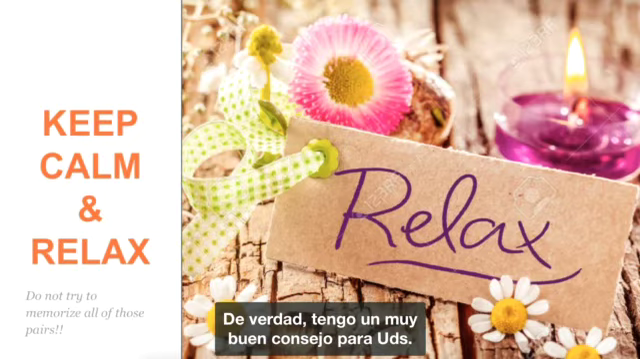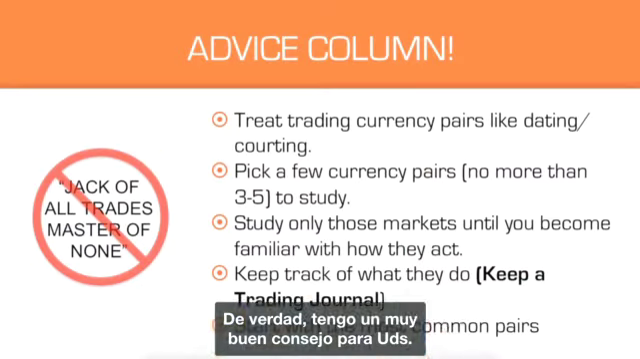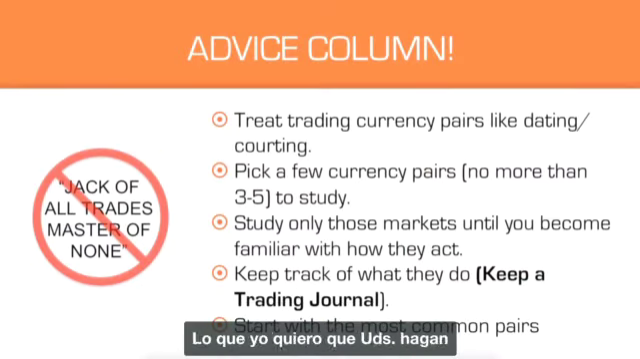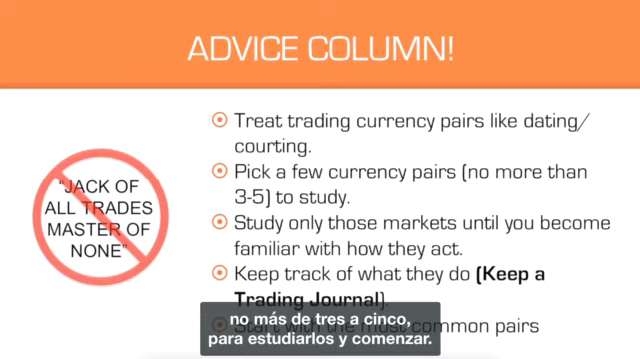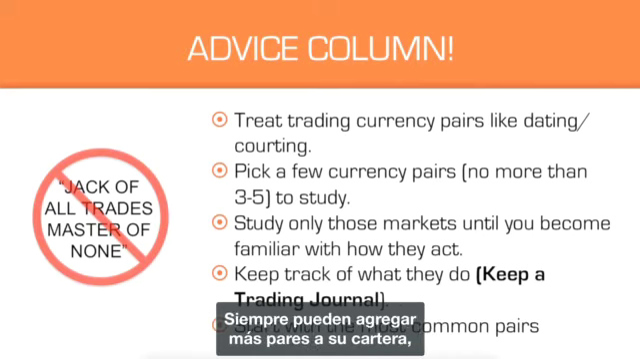Really, I got some advice for you. Really, I do. Here's my advice column. What I want you guys to do is I want you to pick a few currency pairs. No more than 3 to 5 to study and to start off. You can always add more pairs to your portfolio, but it makes more sense to start with a very few.